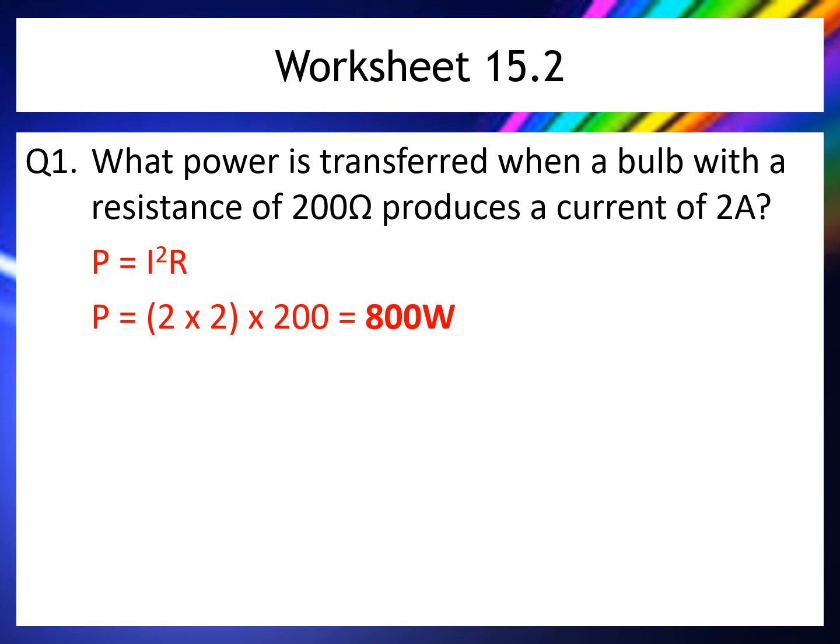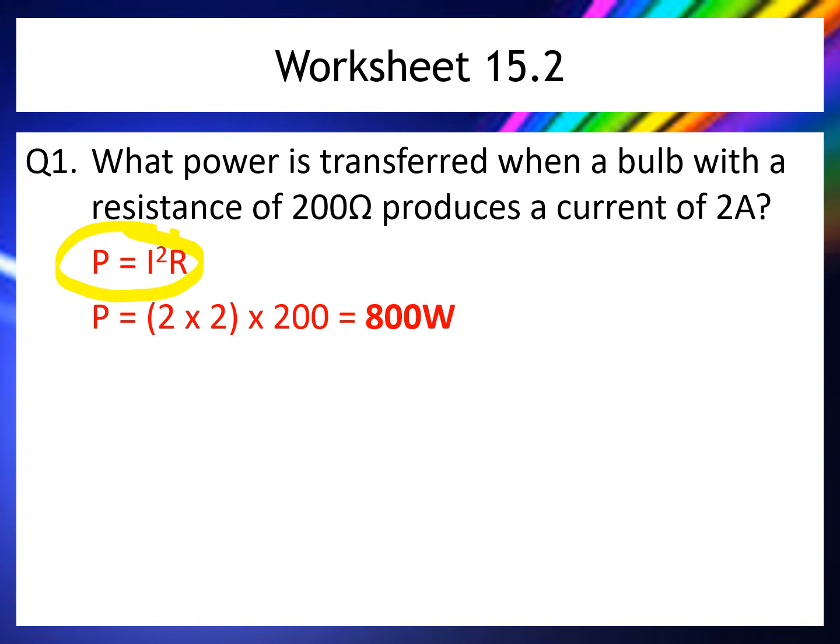We're now looking at worksheet 15.2, which is using the equation P equals I squared R. So this is where we know the resistance and current, but we don't necessarily know the voltage. In this example then, we're asking what power is transferred when a bulb with a resistance of 200 ohms produces a current of 2 amps.